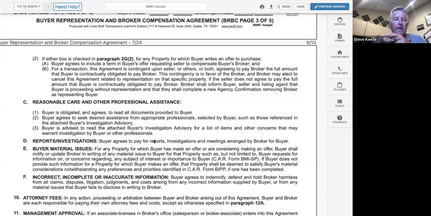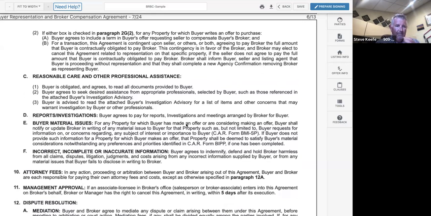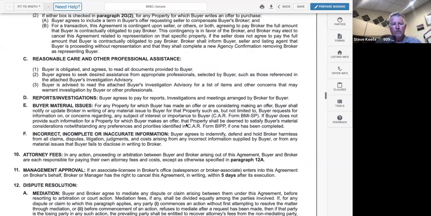Reports, investigations. This is where the buyer is agreeing to pay for whatever reports, investigations, and meetings that the broker arranges on behalf of the buyer. Buyer material issues. This is where the buyer agrees that they will provide and explain to the buyer's agent anything that comes up that would become a material issue. And there's a form designed for that, the BMISP, where the buyer can let the buyer's agent know if there's anything material about this specific property that they want to have addressed.